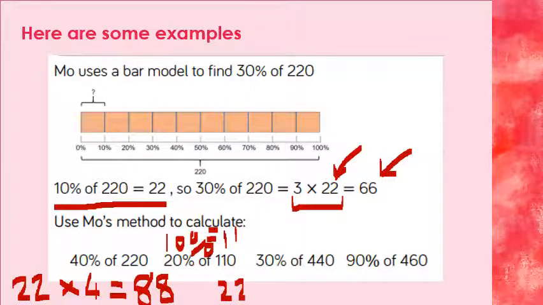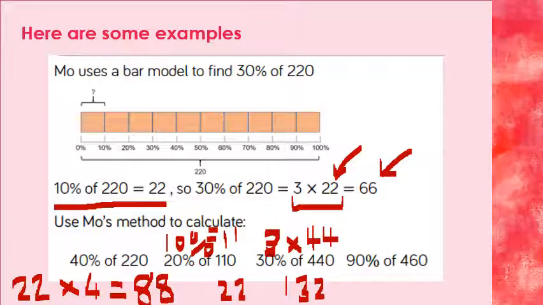What about 30% of 440? Well, 10% of 440 would be 44, because I'd do 440 divided by 10. So then to find 30%, we would need to do 44 times by 3. We wouldn't do 44 times by 30, because remember 44 is the amount of 10%. If we found 1%, then yes, we would do that. But if we found 10% and we want 3 lots of that 10%. So 3 multiplied by 44, which is 132.